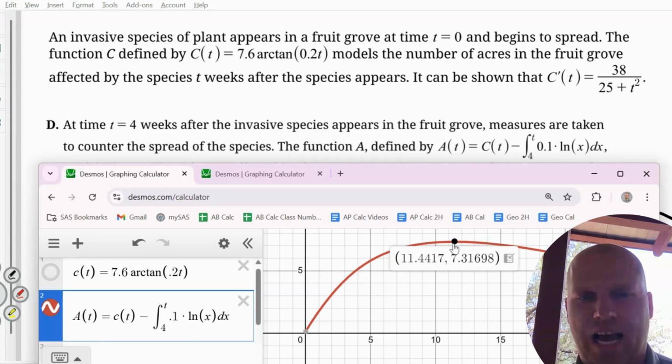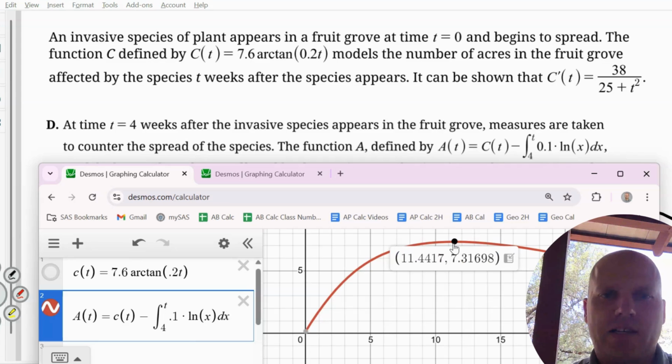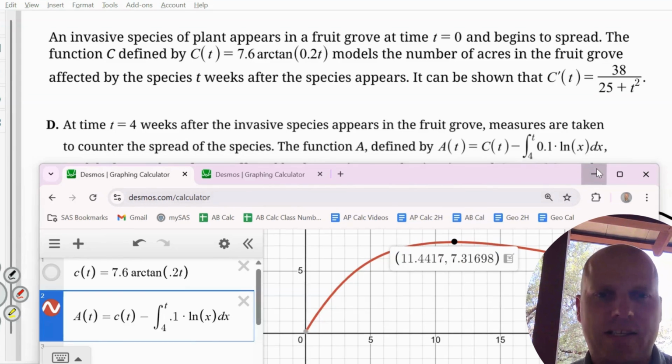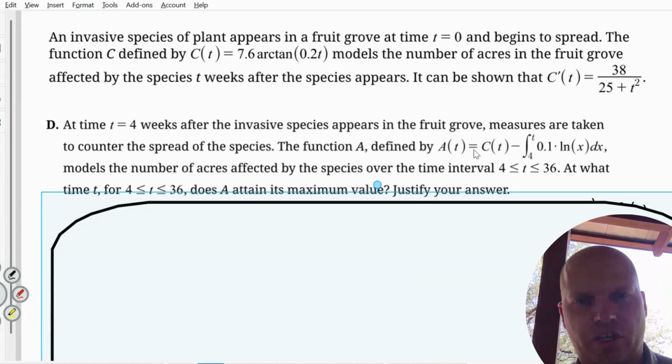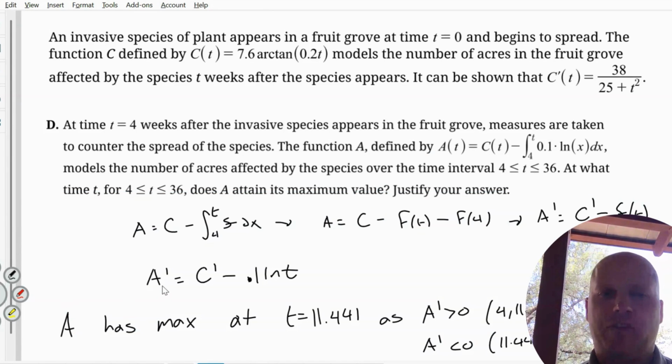But this is not very calculus in its nature. We don't want to just say, there's the max. How do we find maxes and mins? How do we figure out when something's increasing or decreasing? We should be looking at the derivative. And the derivative is c prime minus 0.1 ln t. And I kind of walk through why it is.